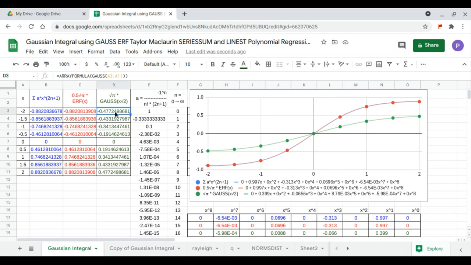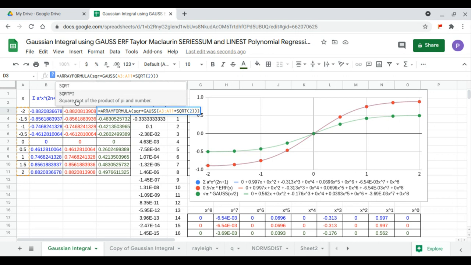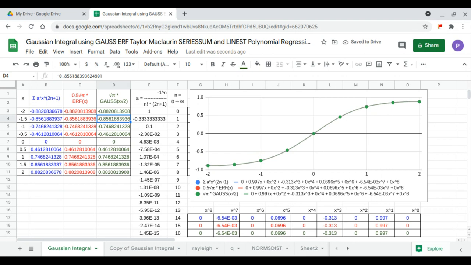Continue with the Gauss function. In the Gauss function, we have square root of 2 for the x, so multiply this by square root of 2. And then multiply this by square root of pi, so times square root of pi. Enter. Now all three are the same data set.